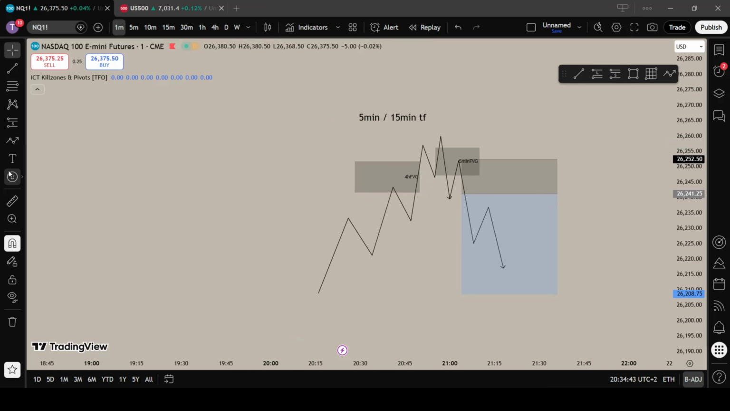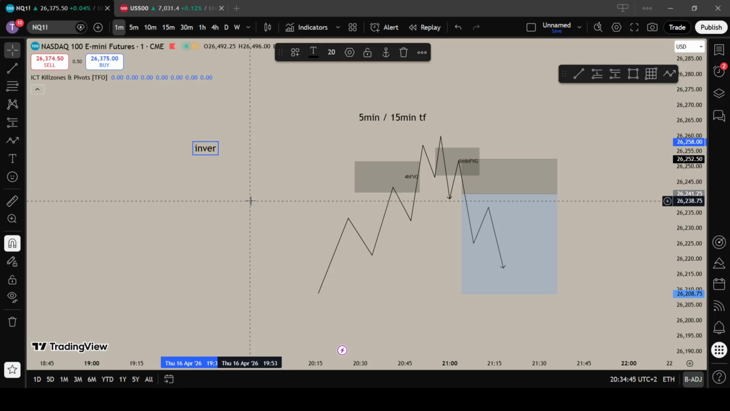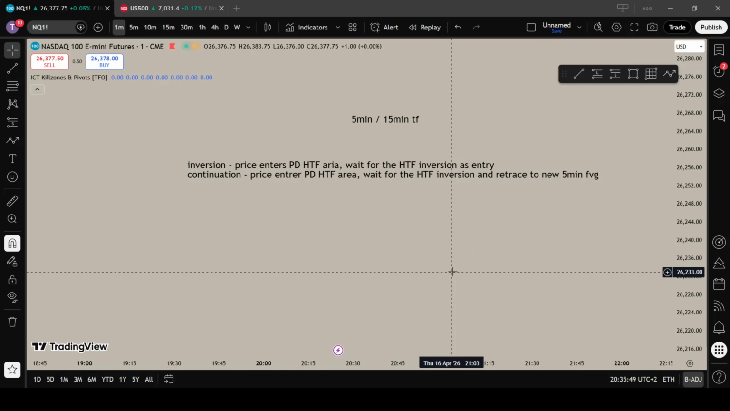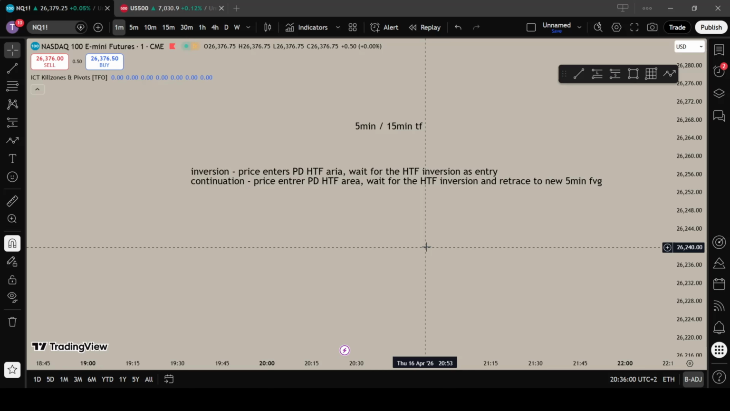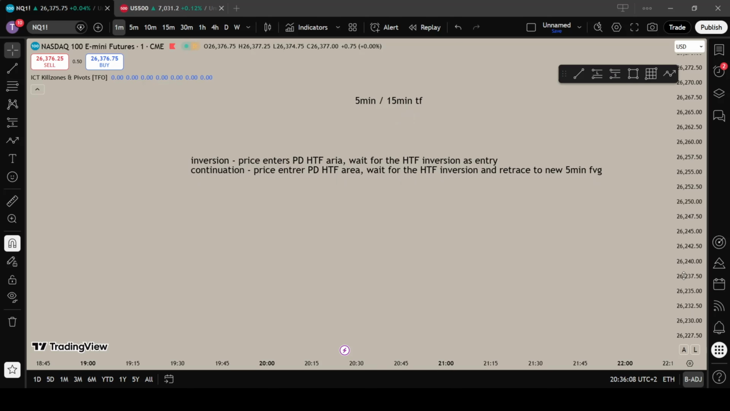So our strategy is covered with inversions or continuations. For inversions, we wait for price to enter our higher time frame PD areas and wait for a lower time frame inversion as entry. That's between 1 minute and 5 minutes, or if you're a more experienced trader, from 15 seconds, 30 seconds to 5 minutes. And for the continuations, we wait for price to enter higher time frame PD areas, wait for an inversion, and then a retracement to a new 5-minute fair value gap that was created, or a 15-minute fair value gap that was created.